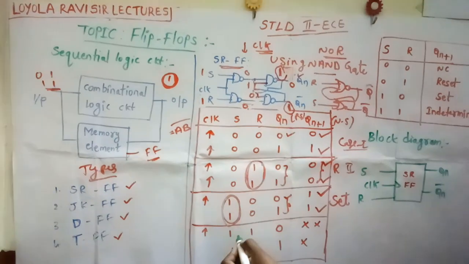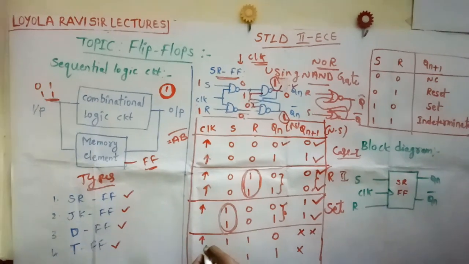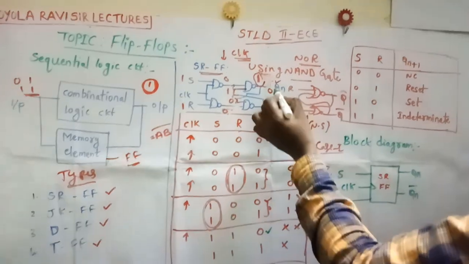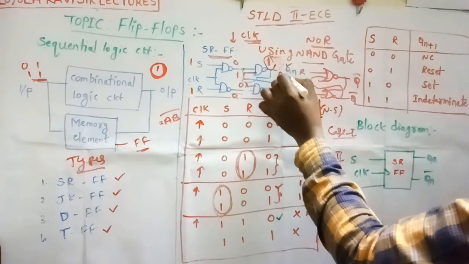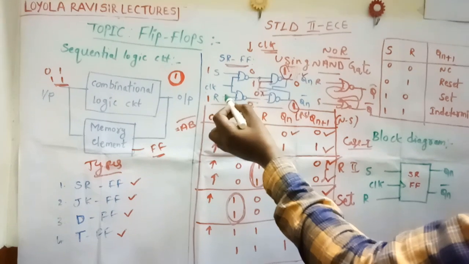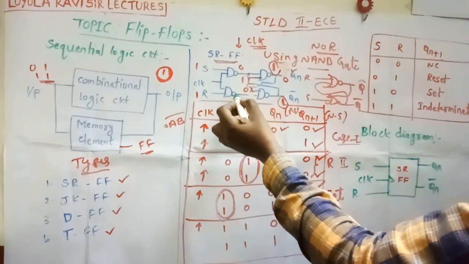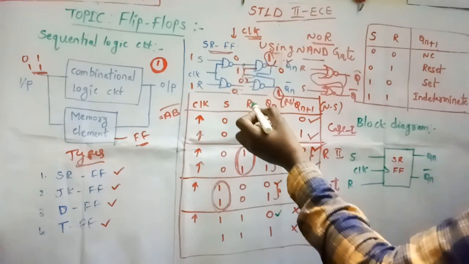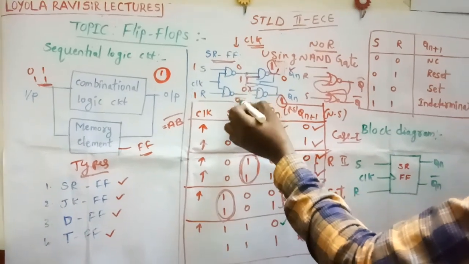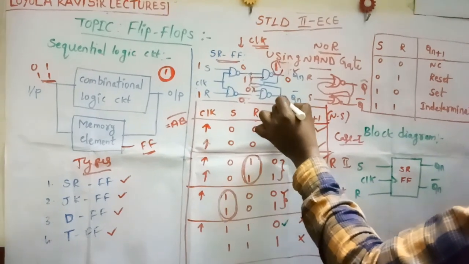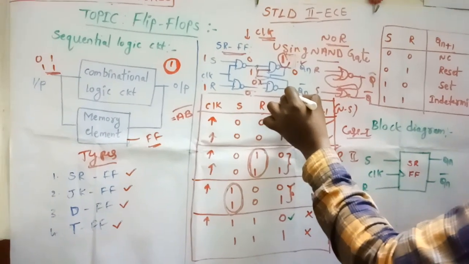Let us consider S is 1 and R is 1. Clock is applying. Prime state is 0. Qn is prime state, that is applying 0. 0 comes here, and R is 1. That is connecting to a NAND gate. That's why output is 0. Here 1 bar 0. Observe this 0 and 0. 0 bar 1. So here my output is 1. That is Qn bar is 1.